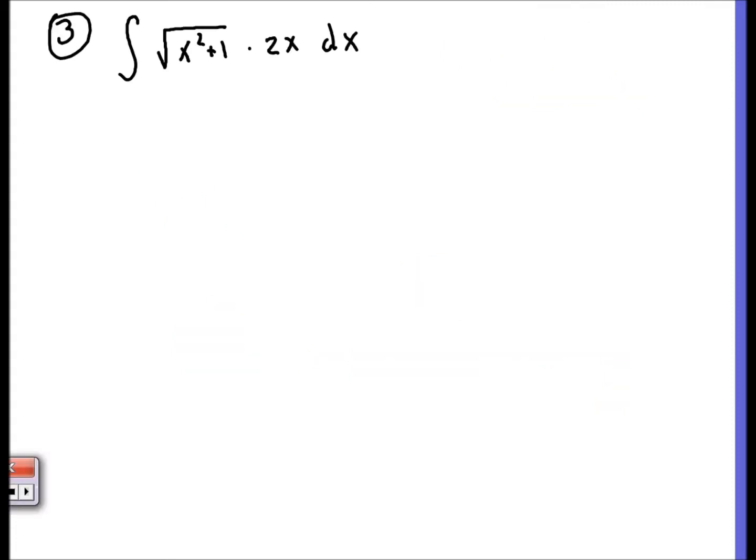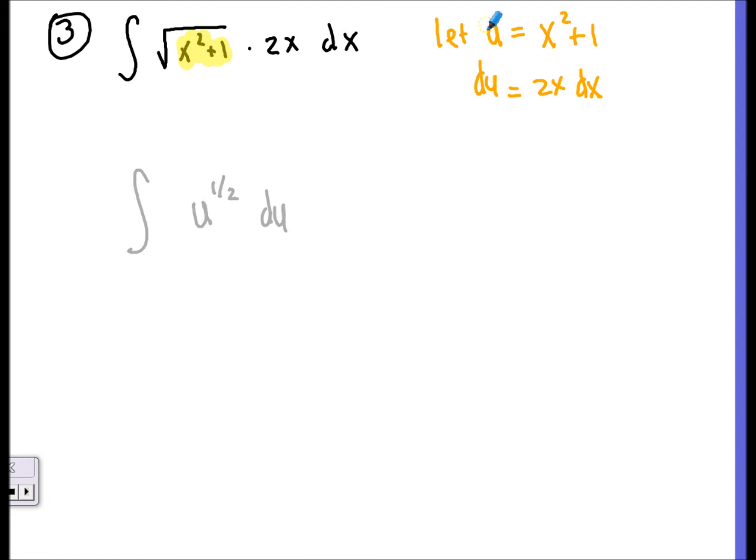Here's a third question. Again, I'm looking for one function to be the derivative of the other. X squared plus 1. The derivative of x squared plus 1 is 2x. That tells me what I want to let u equal. In this case, I want to let u equal the green, x squared plus 1. The derivative of u is then du, or 1 du, equals 2x dx. Now my substitution. I swap out the x squared plus 1 with u, and instead of taking the square root of that, I raise it to the 1/2. And then I'm going to swap out the 2x dx with du.